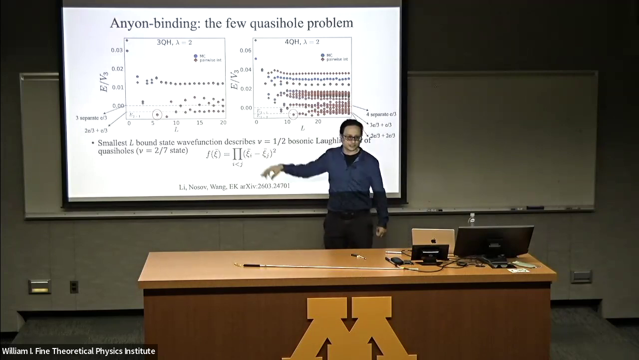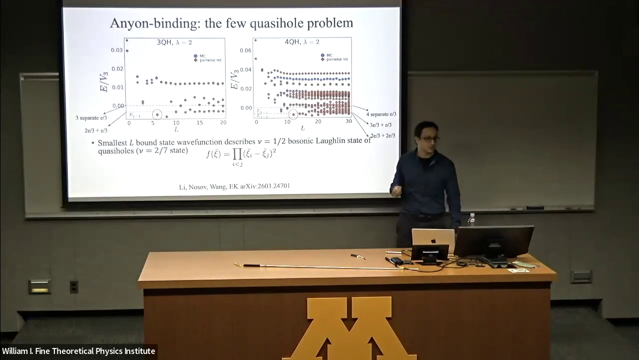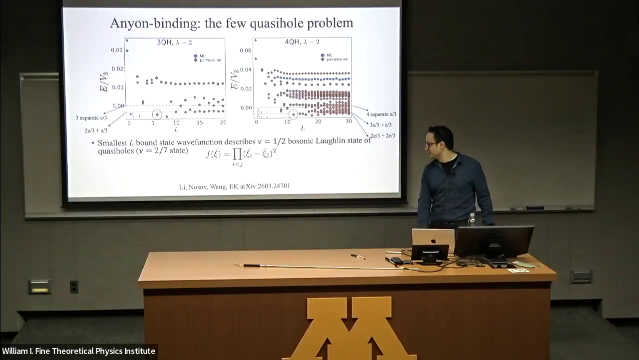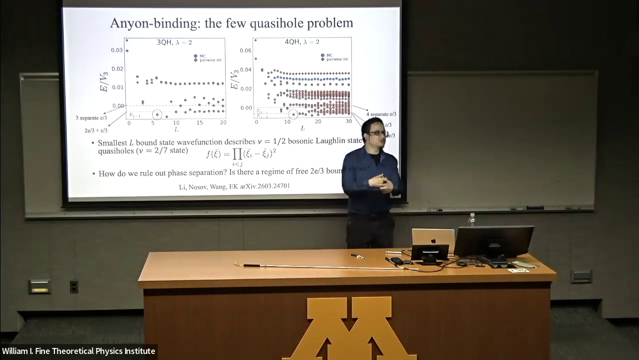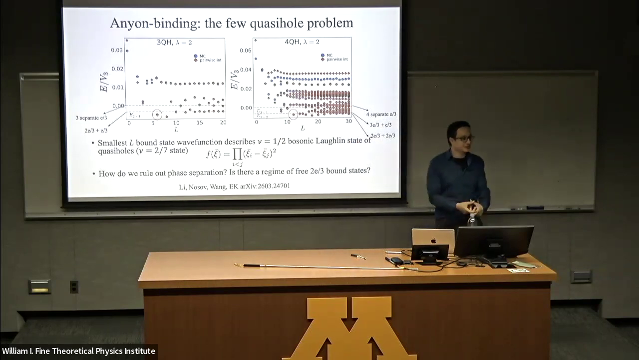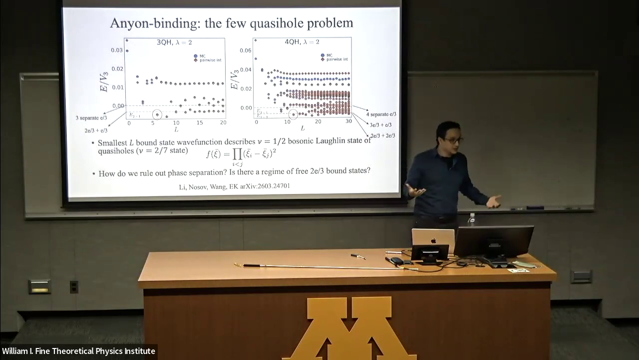If you take this wave function for enough holes and integrate out the hole coordinates, you get the 2/7 state. So now this was the question. This doesn't look like small bound states. It looks like phase separation. It looks like whenever I put quasi-holes, they want to cluster in the middle. And that's something you wouldn't be able to tell if you just did ED for a small number of quasi-holes.